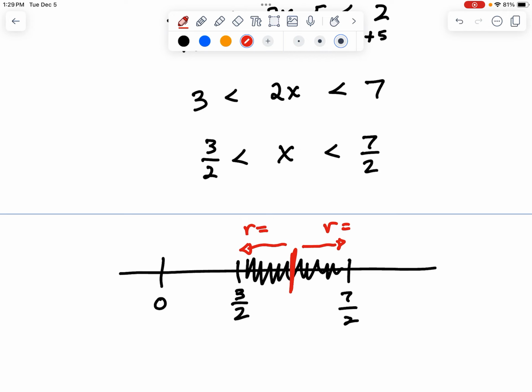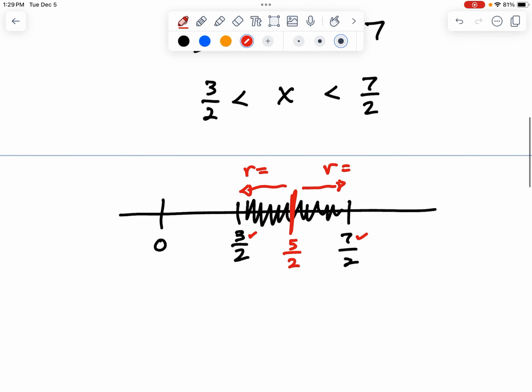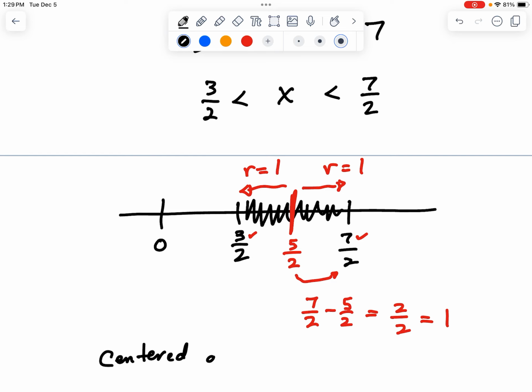So what's in the middle? Well, since this is a 3 and this is a 7, what would be in the middle is 5 over 2. And then to go from 5 over 2 to 7 over 2, so 7 over 2 minus 5 over 2 equals 2 over 2. So the radius is 1. So that means that this series is centered at x equals 5 over 2, that was the middle number, with a radius equal to 1.